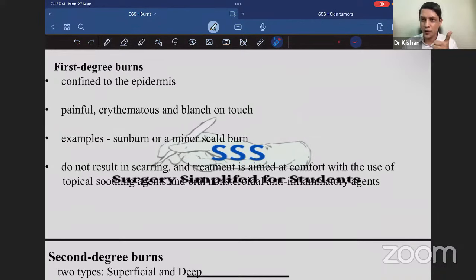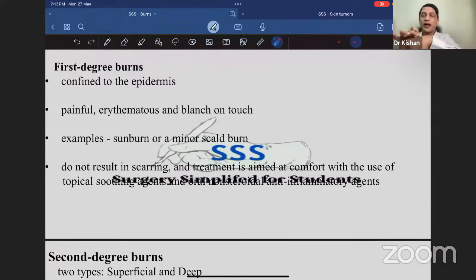What we need to know is, one, what it is. We will write that as the first point. Second thing is the characteristic features: it is painful, it is erythematous, and it blanches on touching. Third thing, we can give an example. And fourthly, how do they heal? How do we manage, and how does the wound heal? That's very important here. Different degrees of burns heal differently. The first degree burns do not result in scarring. They heal on their own with minimal scarring or no scarring at all. Treatment is aimed at comforting with the use of topical soothing agents. A very small burn injury, just like shown in the second photo.